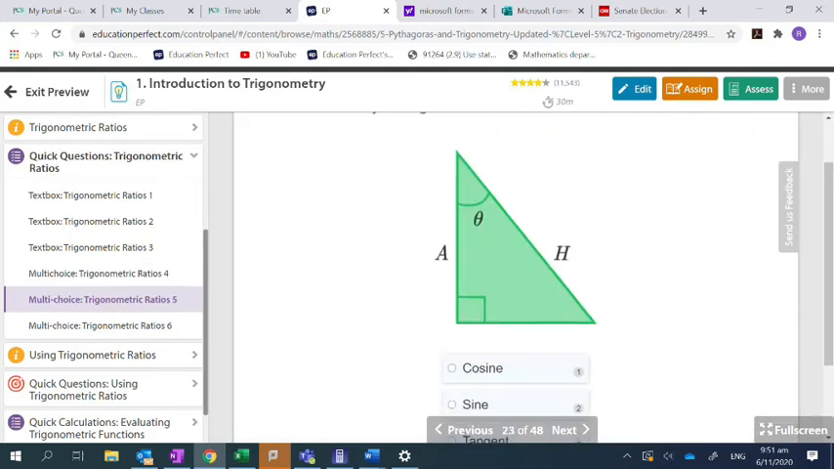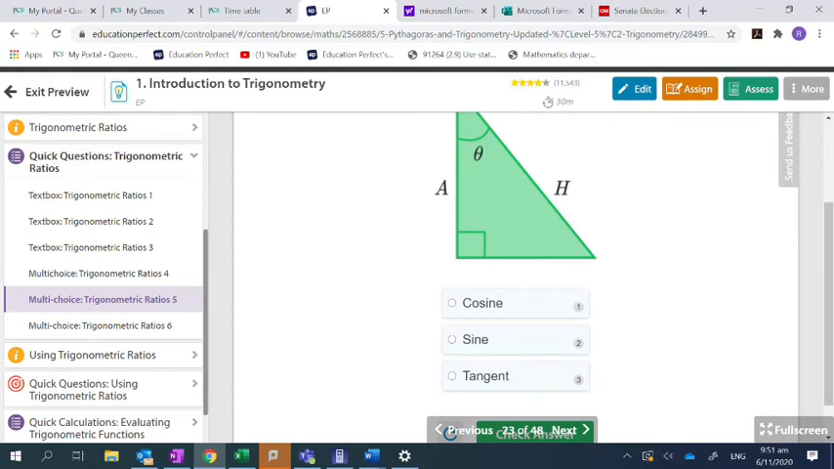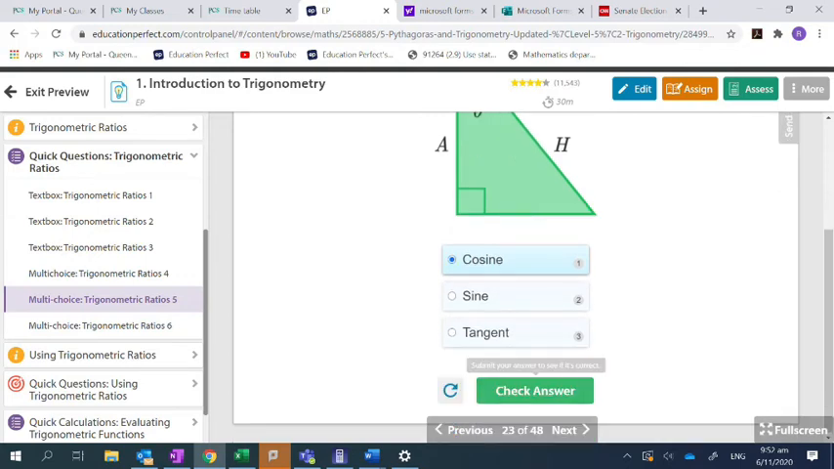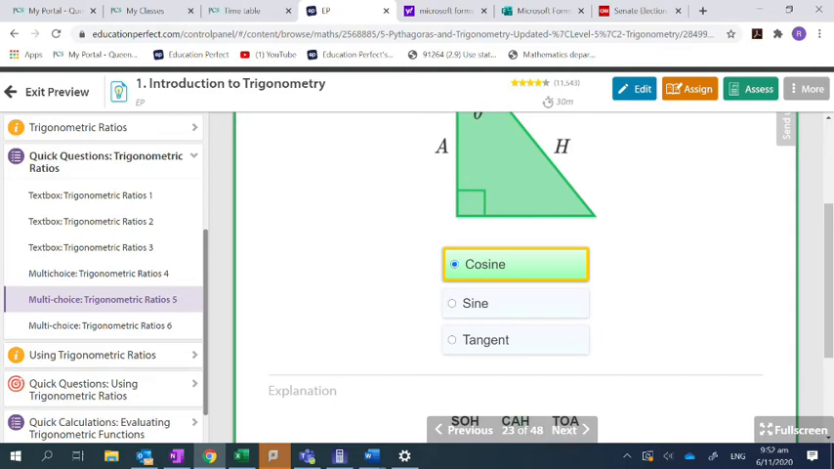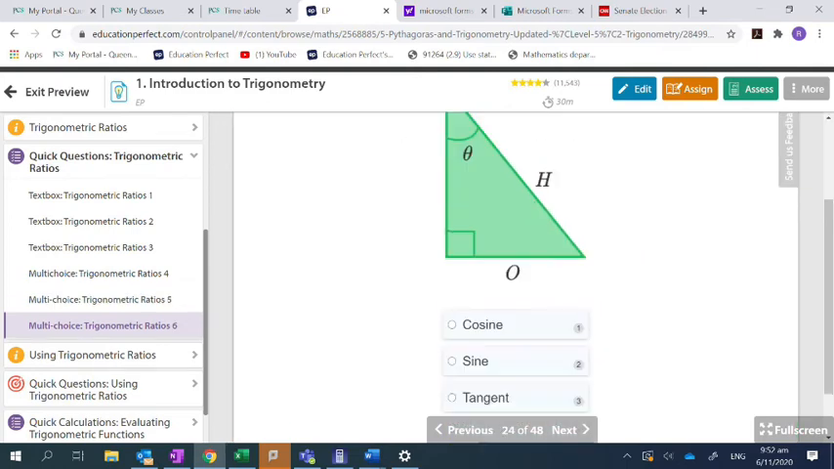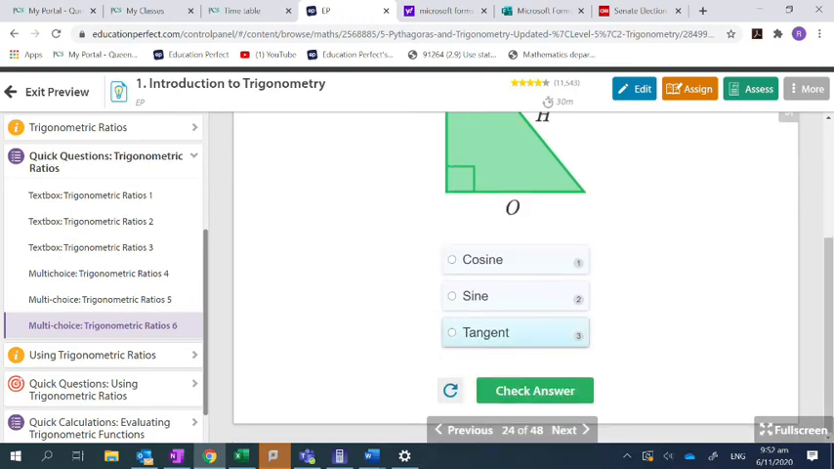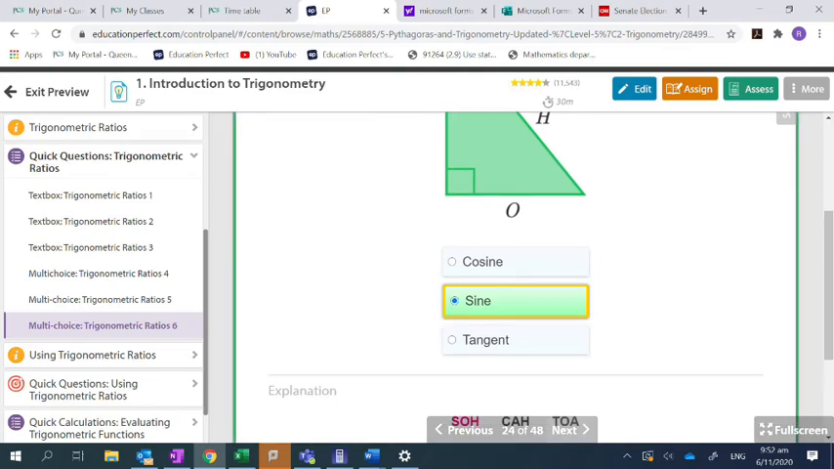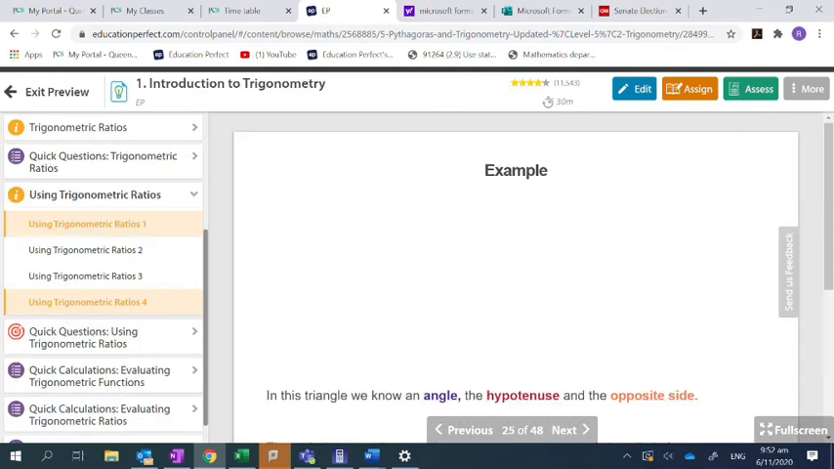All right. Here we go. Which one is that? CAH, so cosine. Right? Cosine. Okay, good. SOH, so sine. This is not too bad. Oh, super easy.